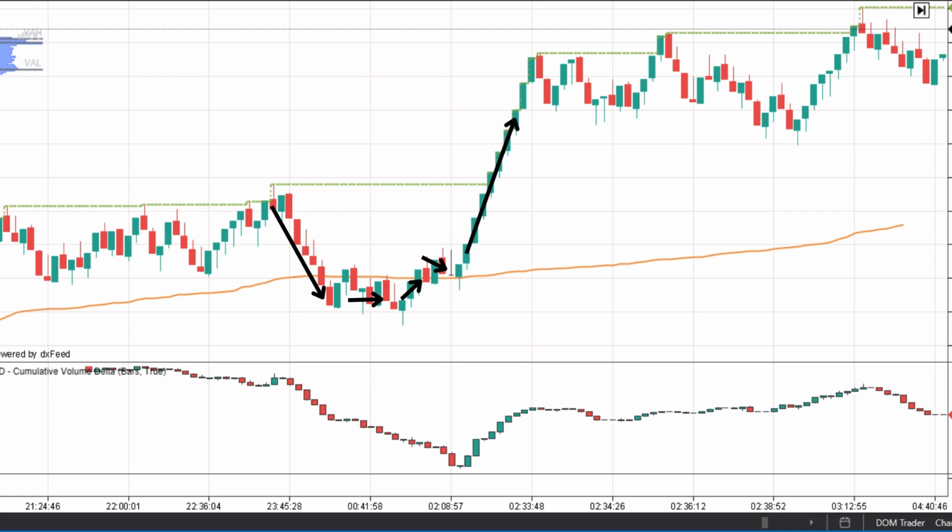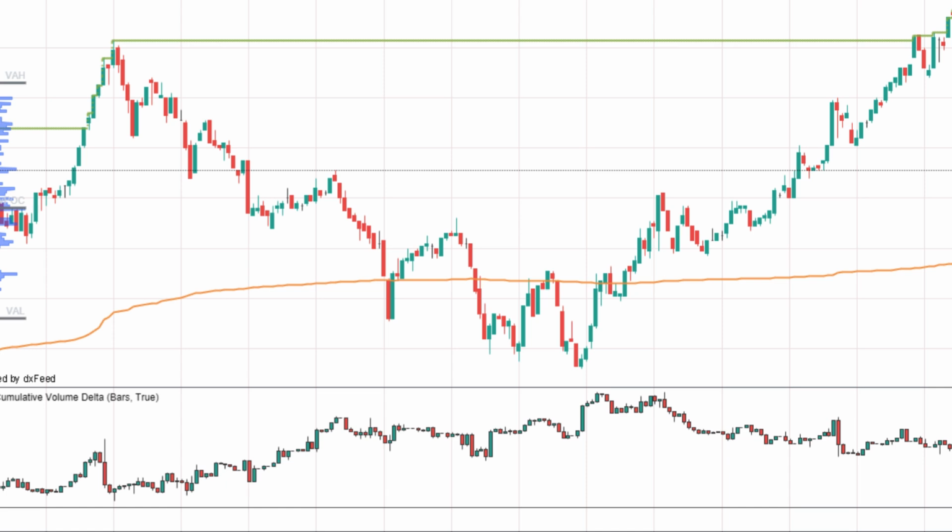Here is another example. This time though, instead of seeing the delta dropping, we see the delta increasing. Once we reclaim VWAP, we could look to take a long trade, or we could take a long once we break above this high, or we could wait for a retest. It depends on your trading. There is no definitive right or wrong.